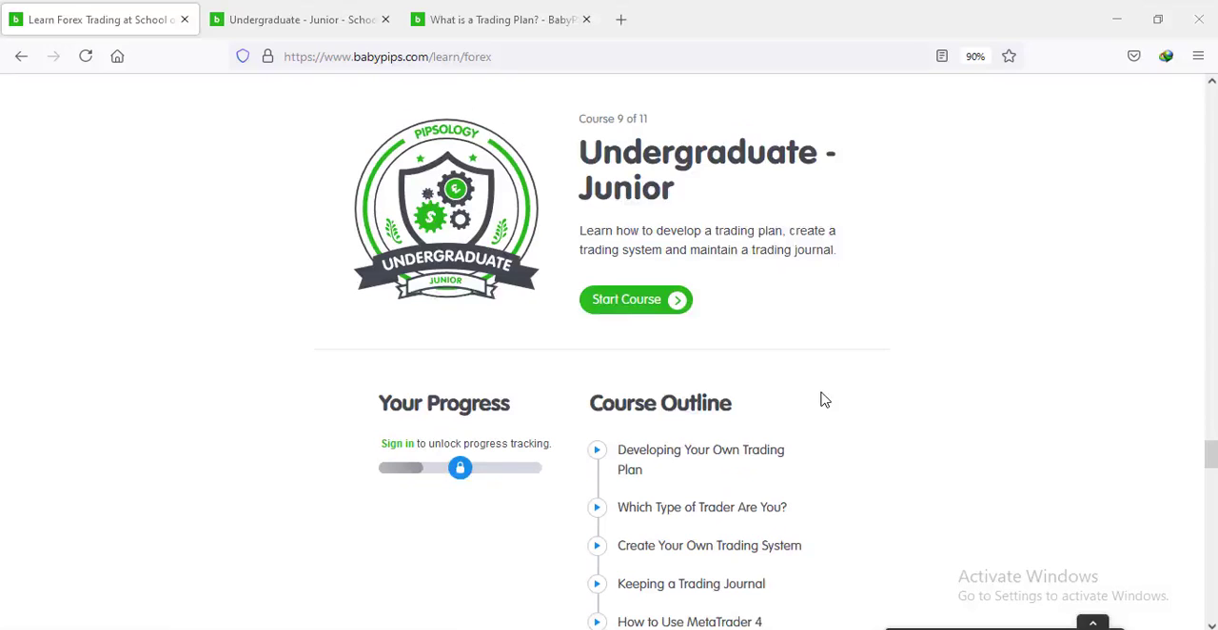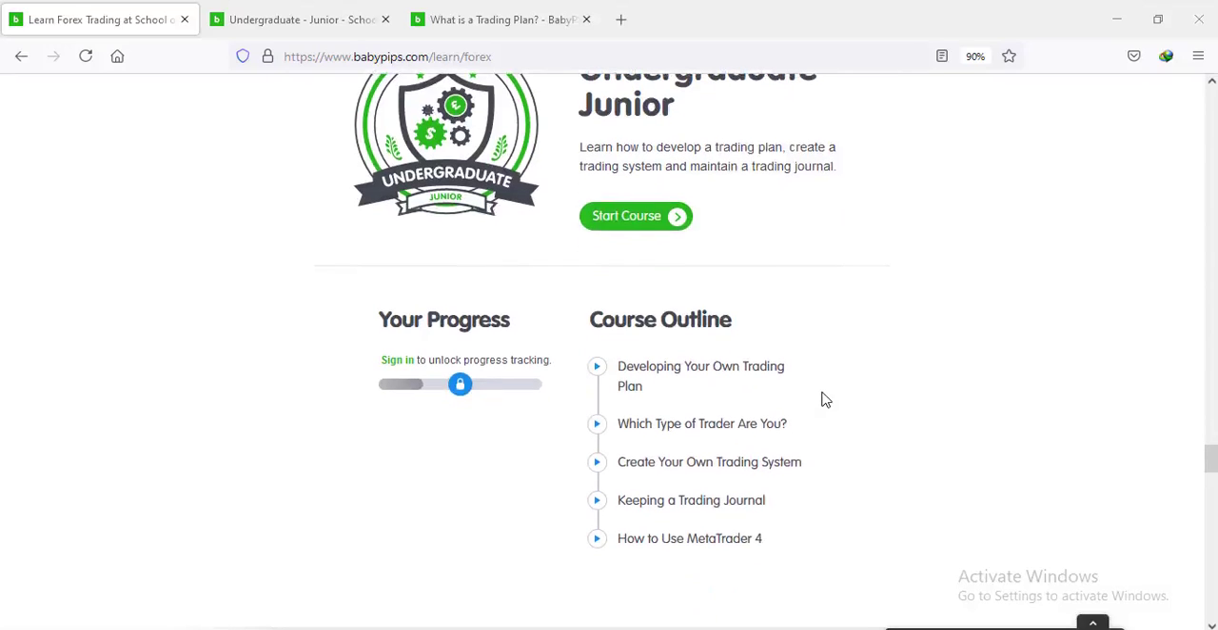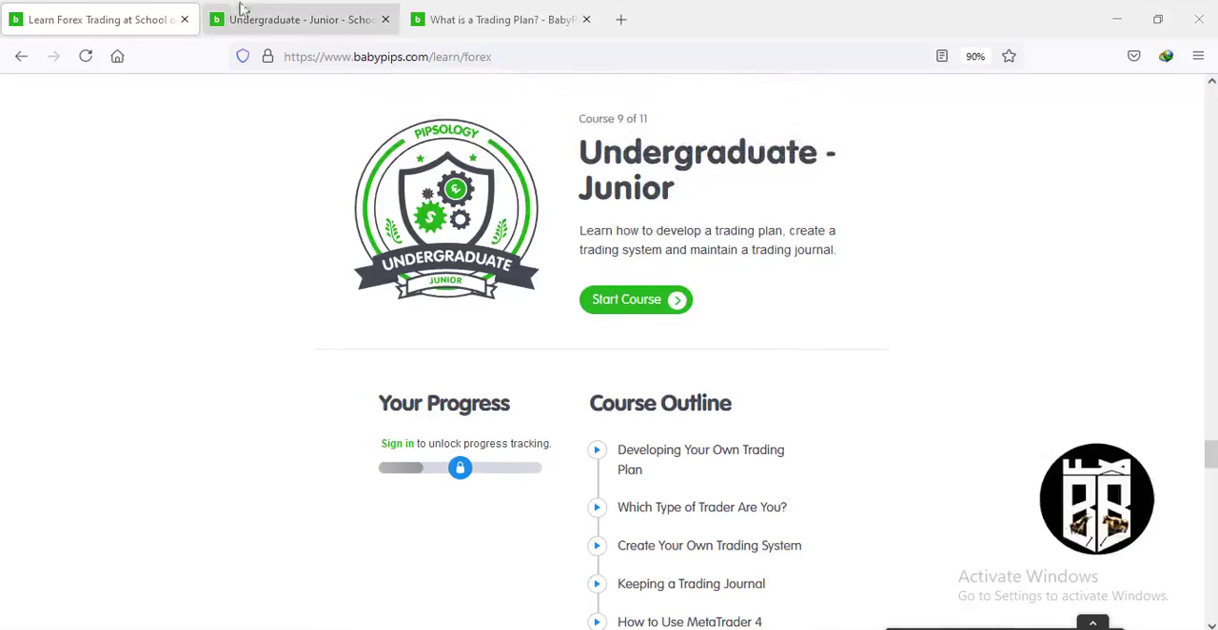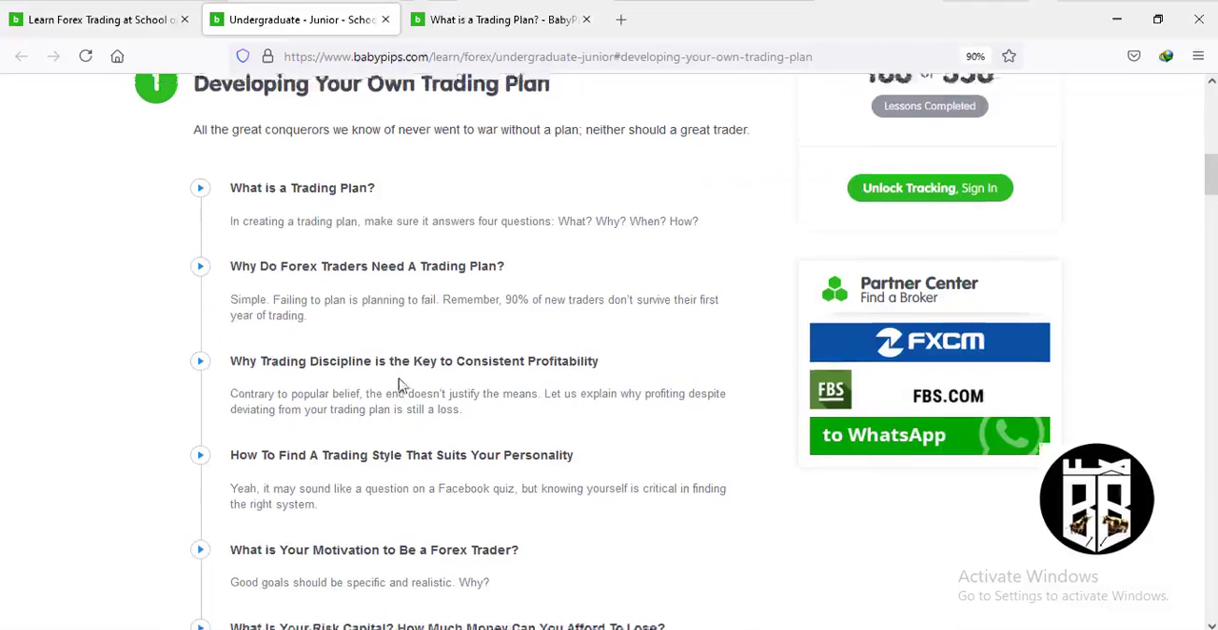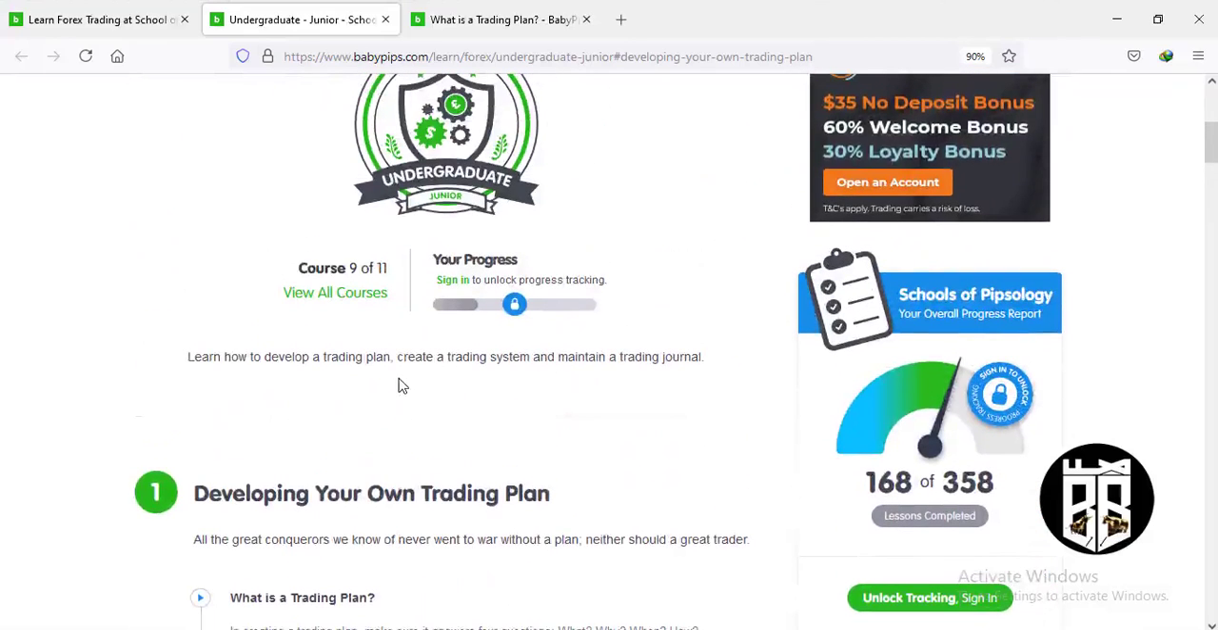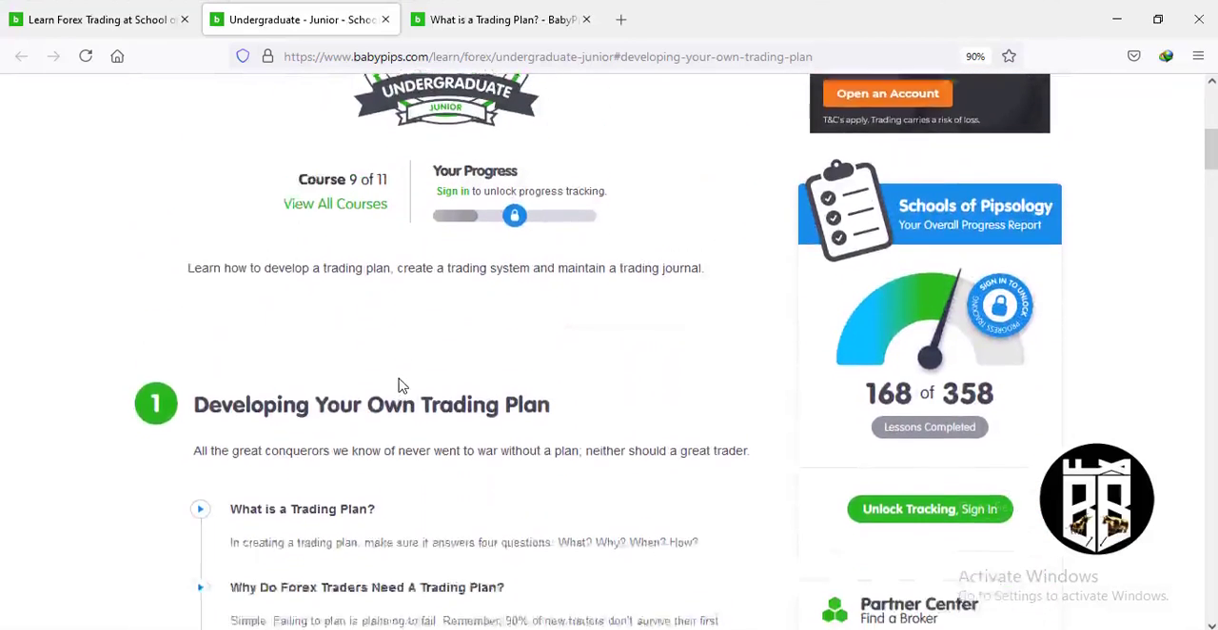Okay, so what is the course outline? Here we are going to learn about developing your own trading plan. Which type of trader are you? You're going to find out. Then create your own trading plan, your own trading system, and then keeping the trading journal. Then how to use MetaTrader 4. Okay, so as usual, let's go inside and see what undergraduate junior has for us.